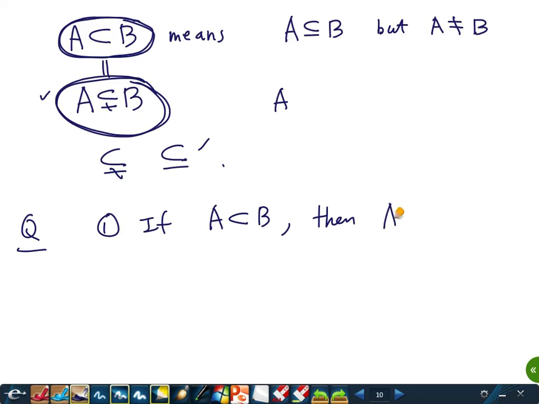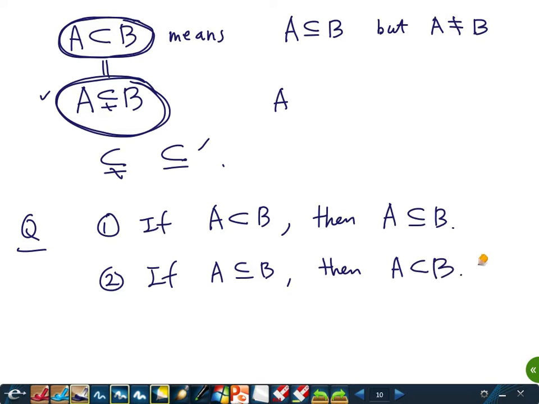Then, if, okay, let's vote. How many of you think that the first statement is true? Raise your hand if you think the first statement is true. Always. All right? Now, raise your hand if you think the second statement is true. Yeah. Don't look at other people. Yeah. All right. What's the difference between these two?